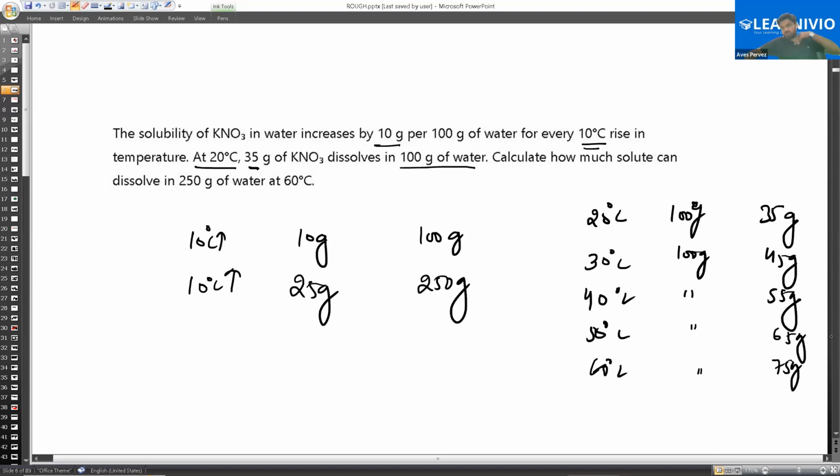Understood? Total 75 grams. But here it is in 100 grams, not 250 grams. So if in 100 grams we can add 75 grams, then how much can we add in 250 grams? Can you tell me? So can you repeat? I'm asking here.